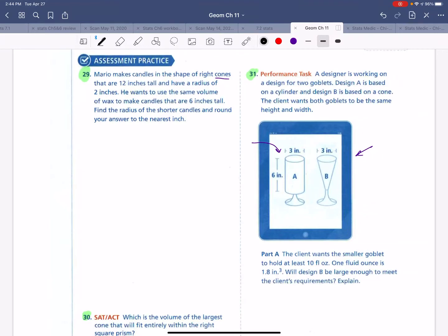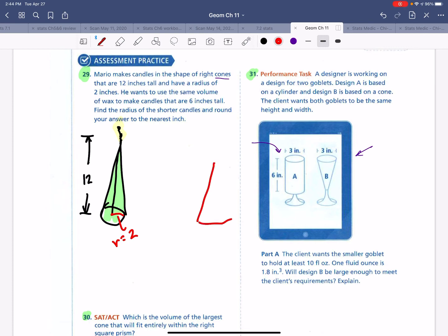Mario makes candles in the shape of cones that are 12 inches tall. That's kind of an interesting candle, right? There's our little wick and our little flame there. So that's our altitude, 12, and they have a radius of 2 inches. Thank you for giving us a radius, that makes it easier on us. He wants to use the same volume of wax to make candles that are 6 inches tall. Okay, so those will be fatter.